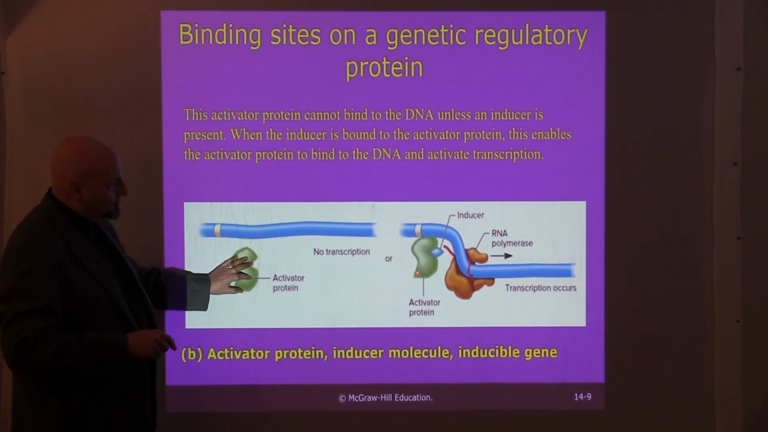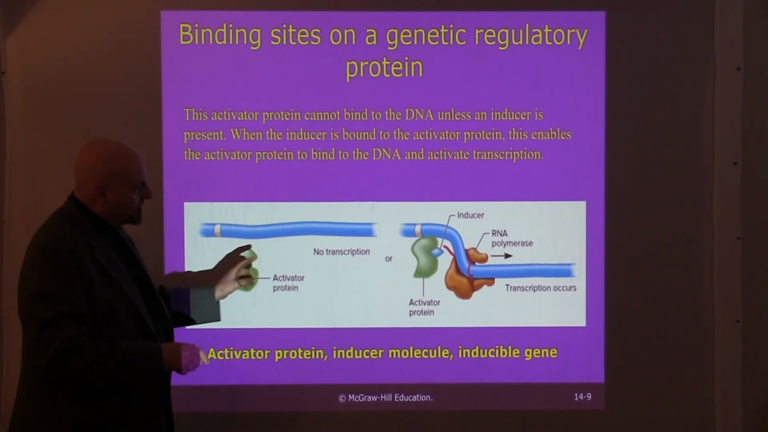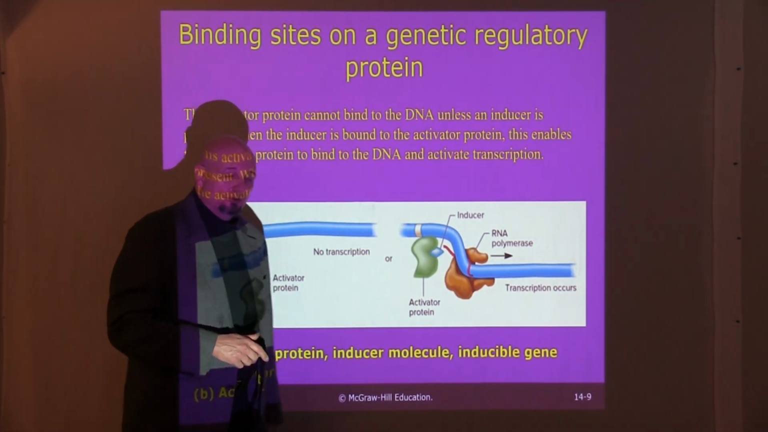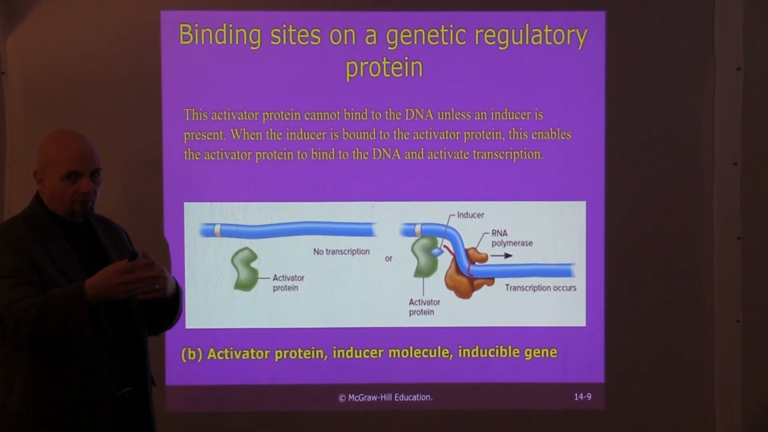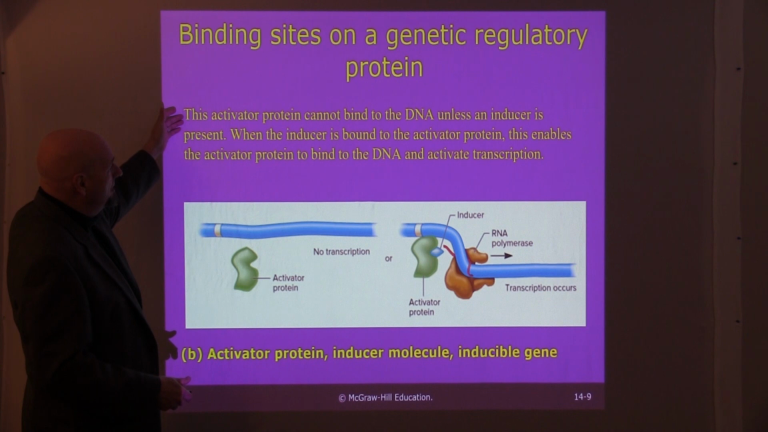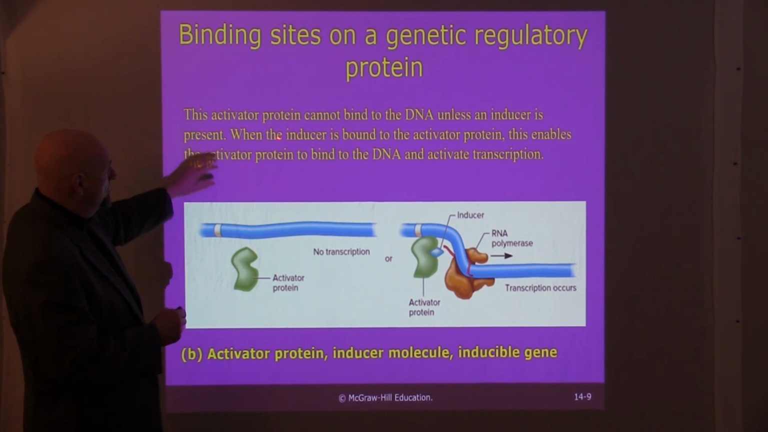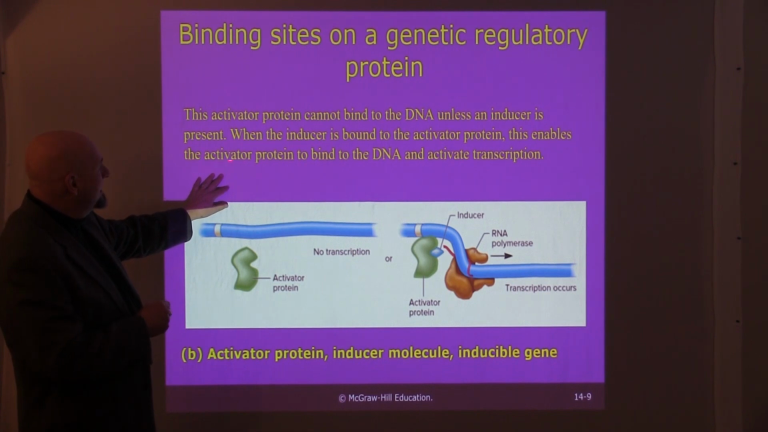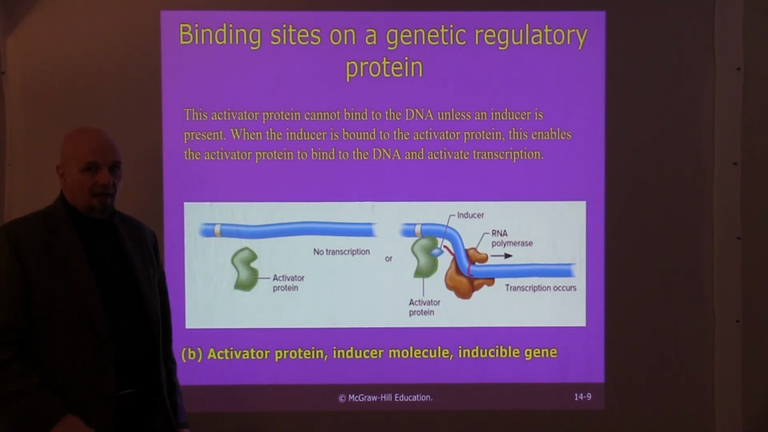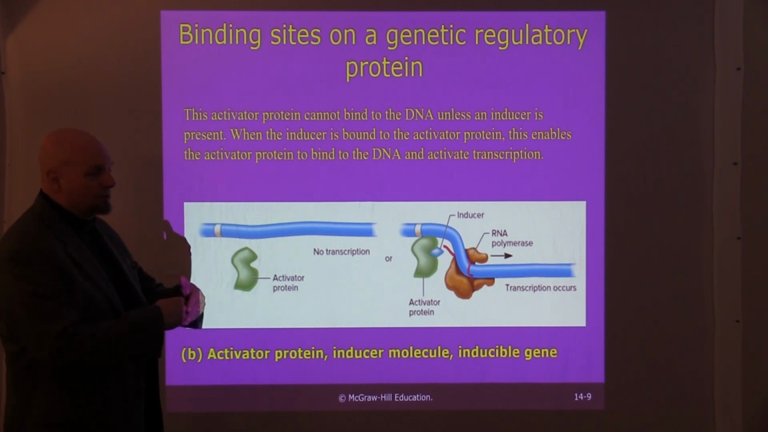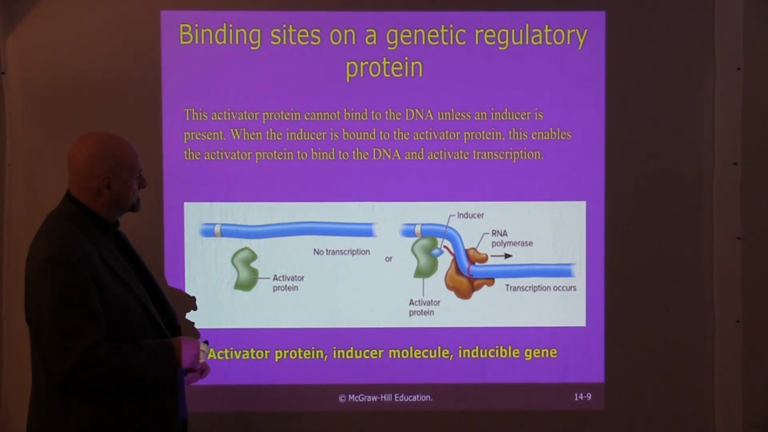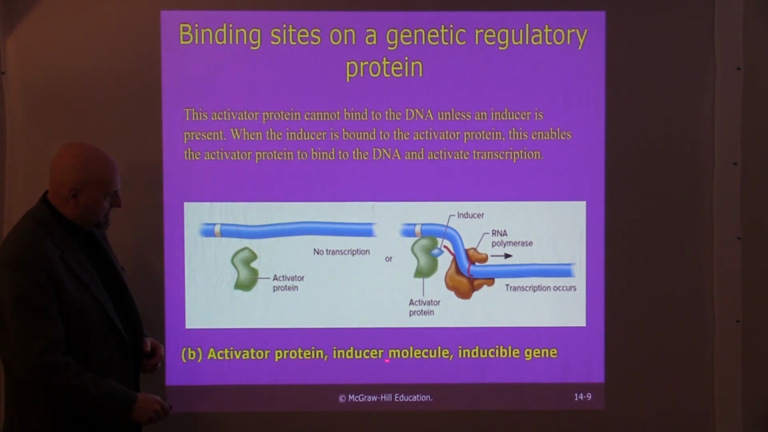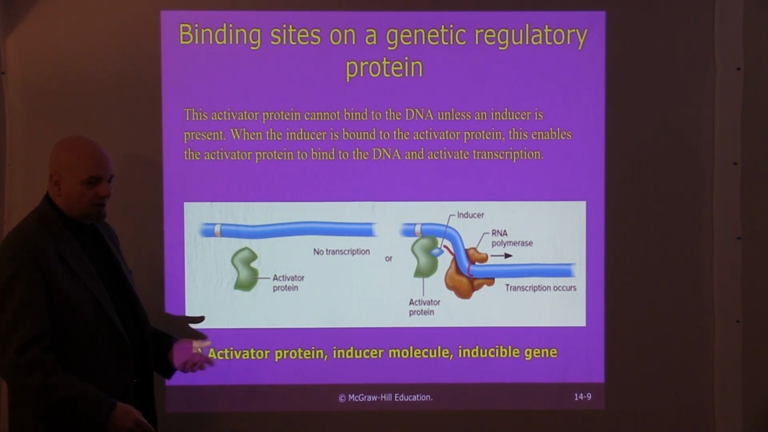However, if the inducer comes in and binds to this, it changes the shape of this, binds to this, and that promotes the RNA polymerase coming into the correct location. So we'll look at that particular one in the second and third model. Okay? So the activator protein cannot bind to DNA unless an inducer is present. When the inducer is bound to the activator protein, that enables the activator protein to bind to DNA and activate transcription. So now you've been introduced to inducible gene expression, and you've been introduced to repressible gene expression. So an activator protein, inducer molecule, inducible gene comes into play.